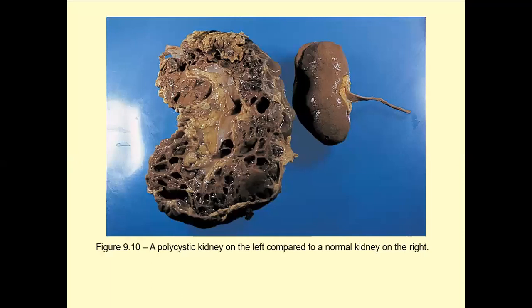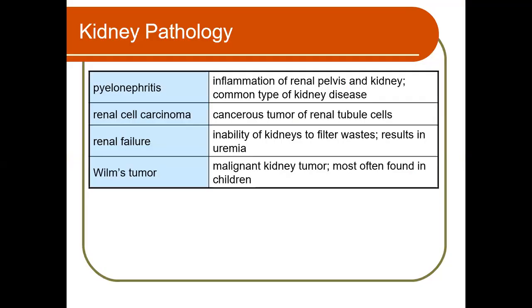Okay, here we can see the figure. The polycystic kidney on the left, which is compared to the normal kidney on the right. Pyelonephritis, inflammation of the renal pelvis and the kidney, common type of kidney disease.